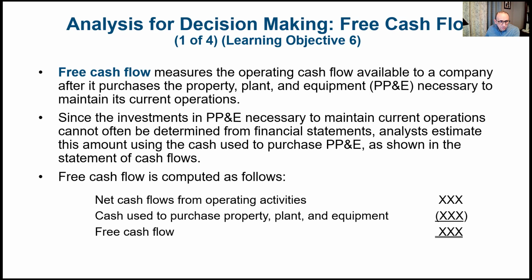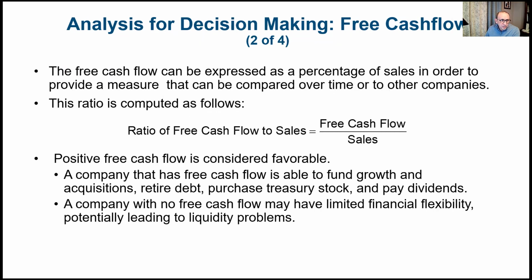So the free cash flow, how can we compute it? Again, we get the net cash flow from the operating activity section, only the top part. Then we see the cash used to purchase property, plant, and equipment. We're going to subtract that to get the amount of the free cash flow. This is a very unique kind of measure, but it's going to be used in order to calculate the next ratio, which is the ratio of free cash flow to sales. The free cash flow can be expressed as a percentage of sales in order to provide a measure that can be compared over time or to other companies.